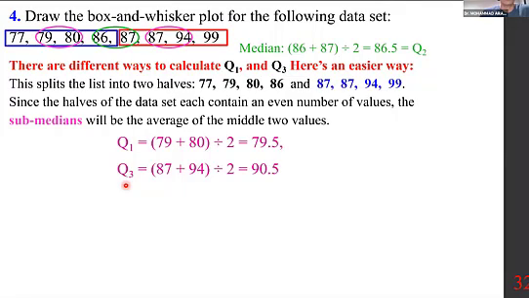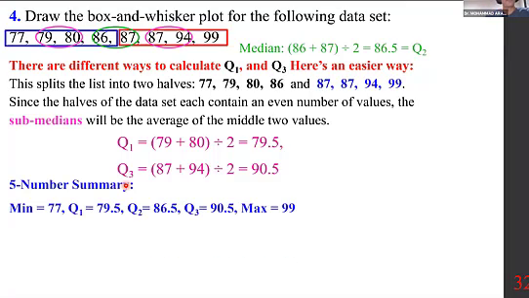Again, you could use the locator and you'll see that you may get a different answer. However, this is the general form to calculate this. As far as the 5-number summary goes, we have the minimum, we have the maximum, and now we got Q sub 1, Q sub 2, Q sub 3. So you draw a number line, if you will, and you tick mark the min, Q1, Q2, Q3, and max. So you tick mark those values.